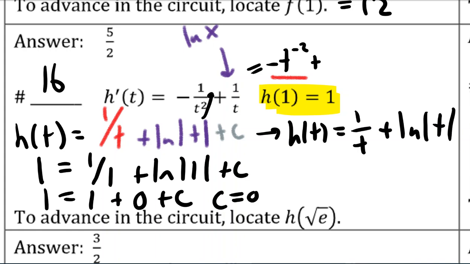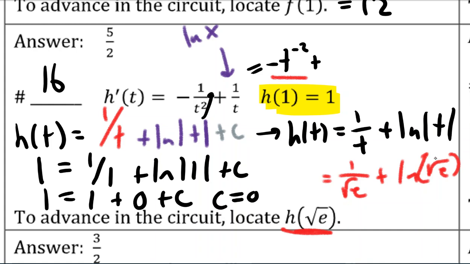Finally, if we go ahead and evaluate at h of the square root of e, I'm going to plug in the square root of e here, plug in the square root of e here. Now, the square root of e is already a positive number, so whether you want to keep up with the absolute value sign or not doesn't really matter. Now this doesn't match any of my choices, so I do need to practice simplifying this a little bit.